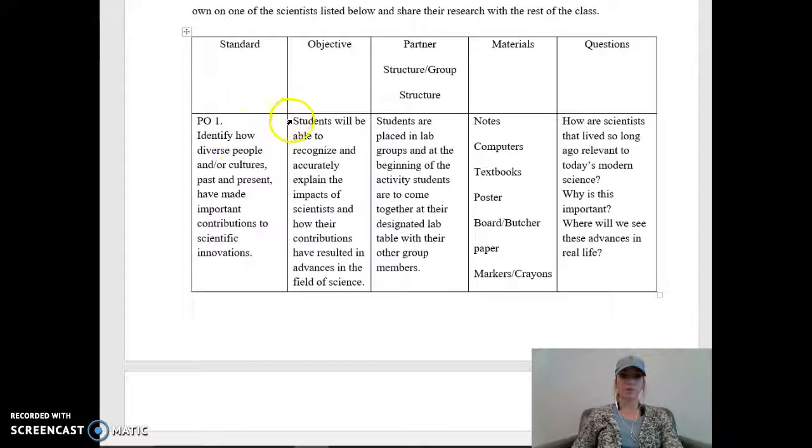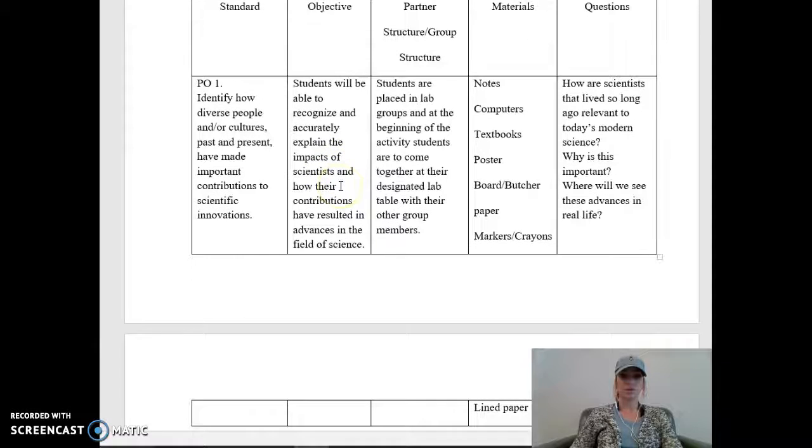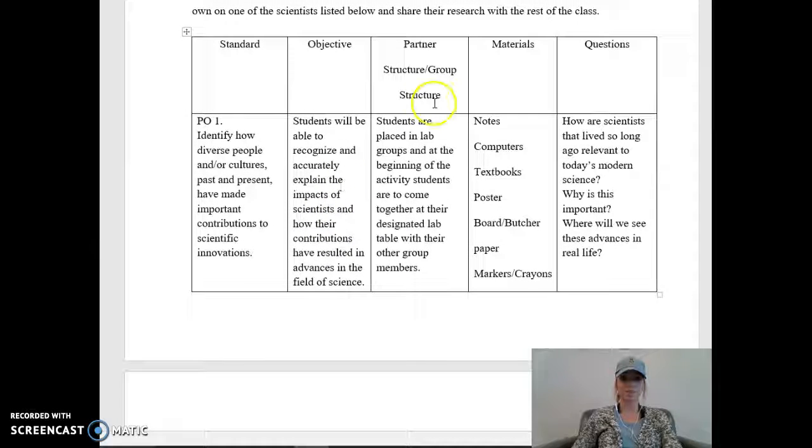So the objective that I then created from basing it off the standard was students will be able to recognize and accurately explain the impacts of scientists and how their contributions have resulted in advances in the field of science. So I tried to make the objective align with the standard, and it's clear as to what the students are to be able to accomplish at the end of the activity.